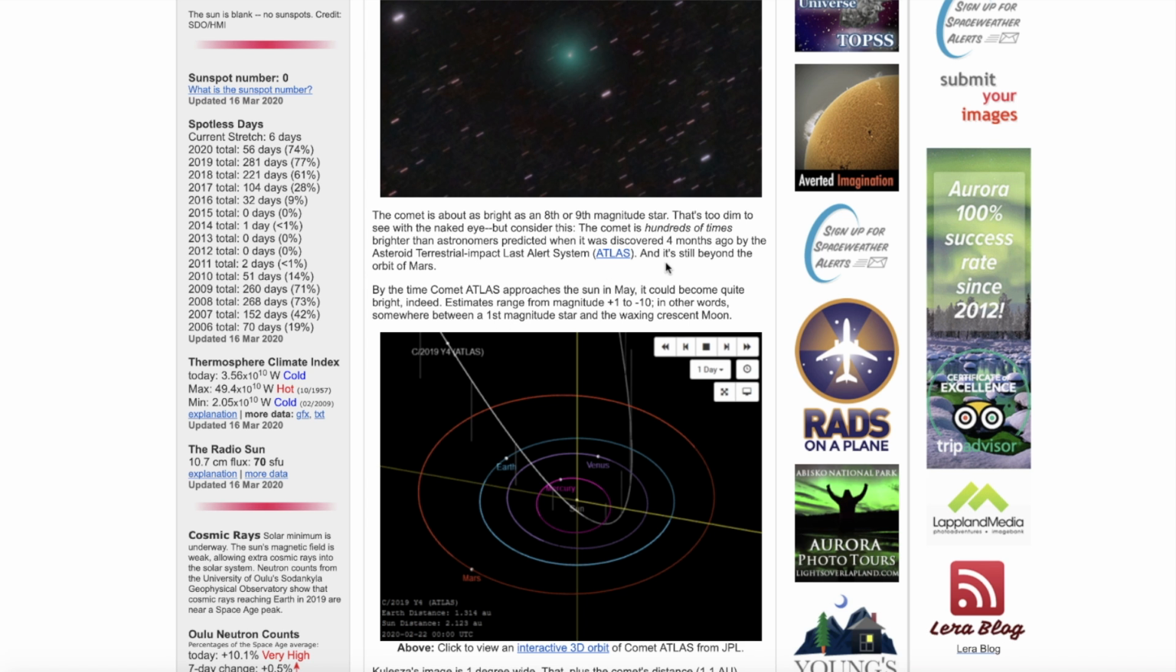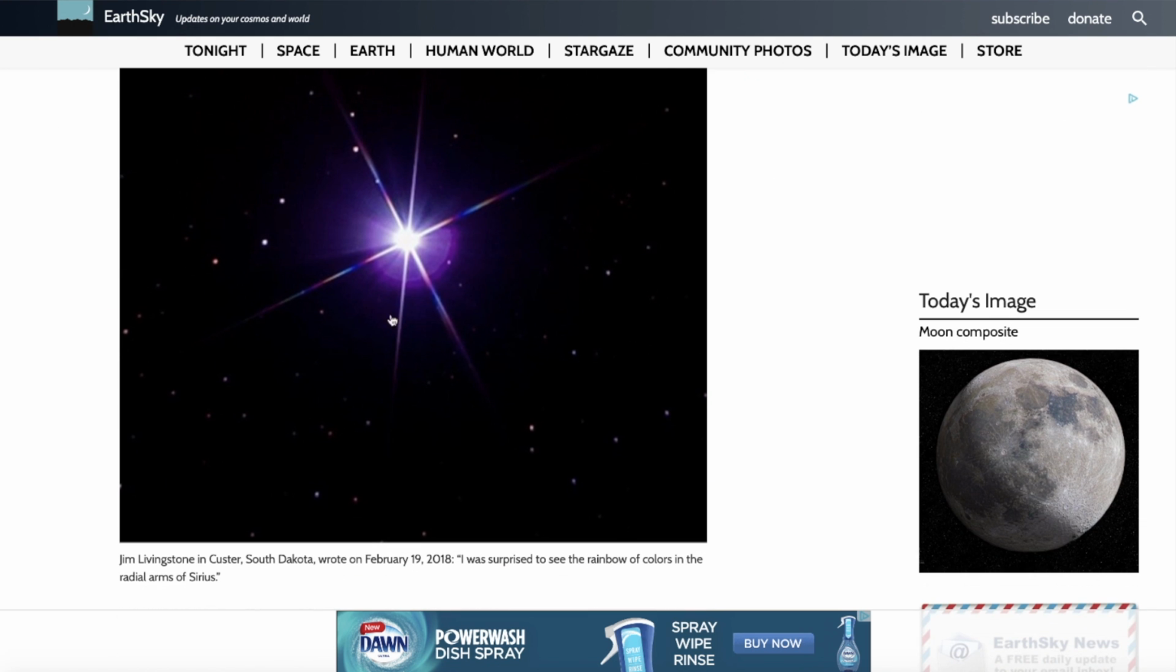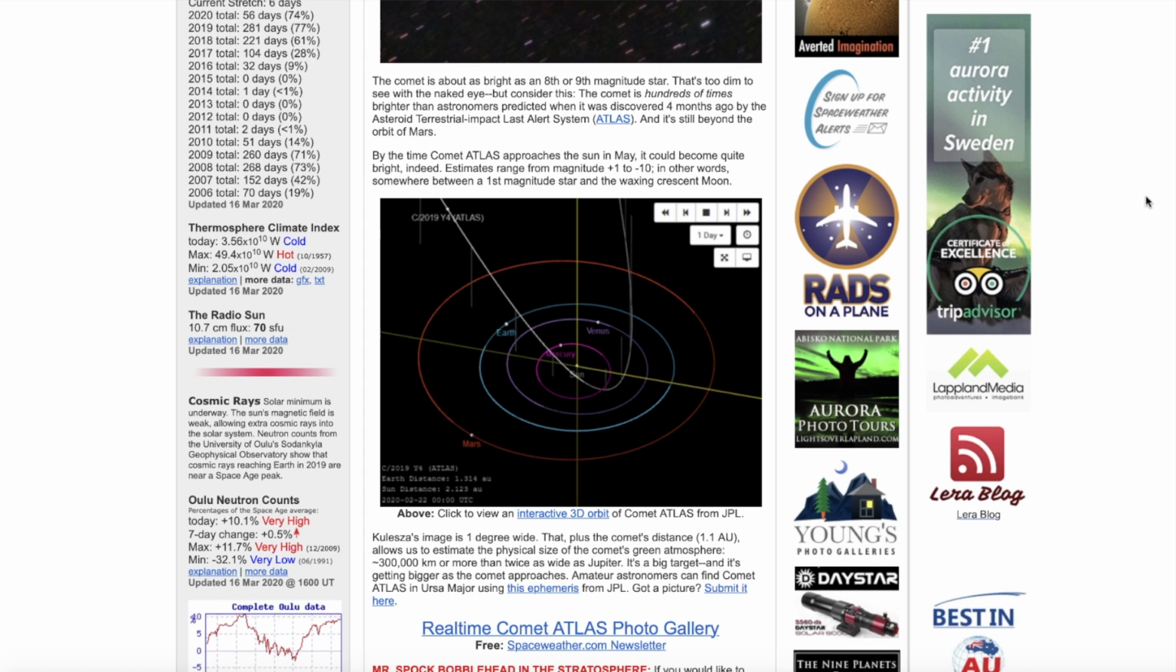Estimates range from magnitude plus 1 to minus 10. In other words, somewhere between a first magnitude star and the waxing crescent moon. Here's what a first magnitude star looks like. Sirius is a first magnitude star right there. And that's just below Orion in the night sky. But if that were in the daytime sky, more than likely it would be easily visible.